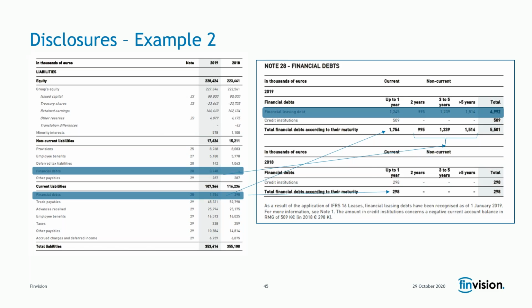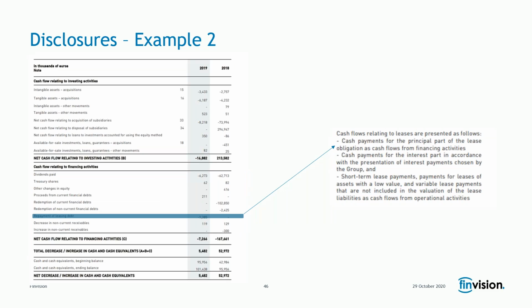For the cash flow of this example, again, you have a separate line because that's the requirement. And then you can, for instance, also add in the accounting policies some information on how the cash flow for the leasing debt was built up. In this case, they say the cash payments for the principal part of the lease obligation are included in the financing activities. The interest part is in accordance with the presentation of the interest payments chosen by the group. So in fact, they refer to the IAS 7 policy choice that they have made.